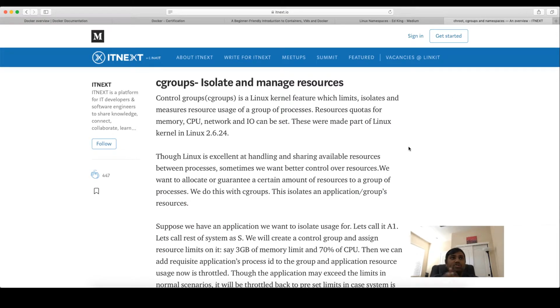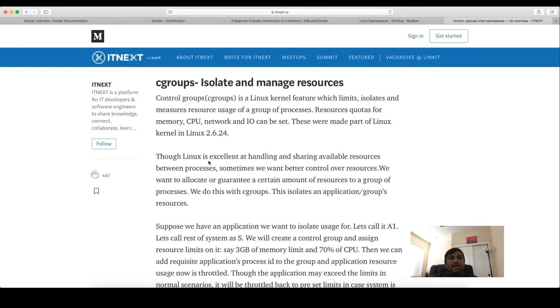So let's talk about cgroups. According to the author of this blog, the control group, short for cgroup, is a Linux kernel feature whose whole idea is to limit, isolate, and measure resource usage of a group of processes. Resource quotas for memory, CPU, network, and IO can be set. So with the help of cgroups, we can govern the quota on some of these things.